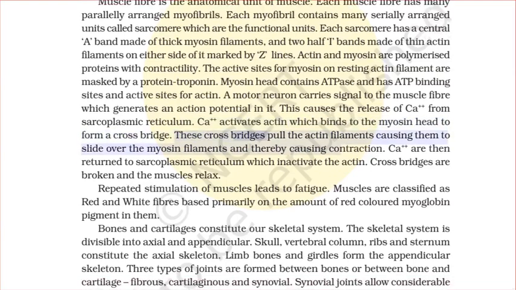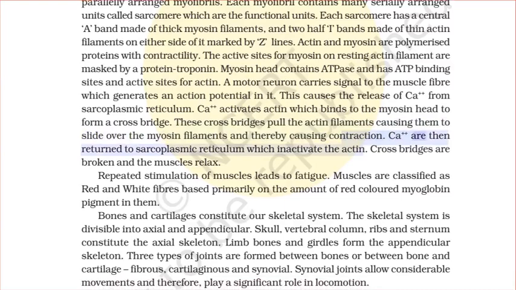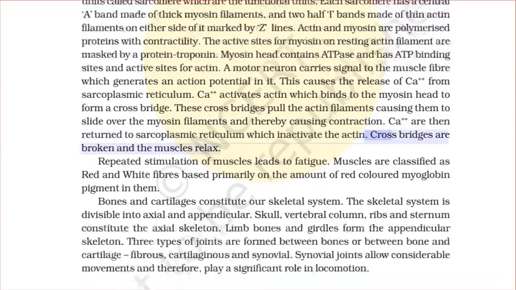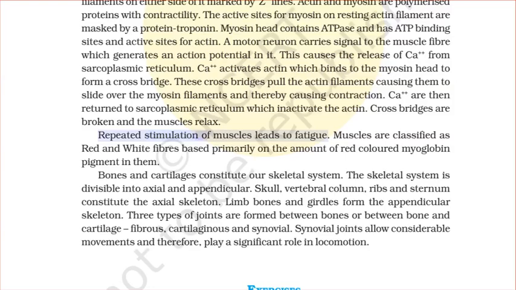These cross bridges pull the actin filaments, causing them to slide over the myosin filaments and thereby causing contraction. Ca++ ions are then returned to sarcoplasmic reticulum which inactivate the actin. Cross bridges are broken and the muscles relax. Repeated stimulation of muscles leads to fatigue. Muscles are classified as red and white fibers based primarily on the amount of red-colored myoglobin pigment in them.